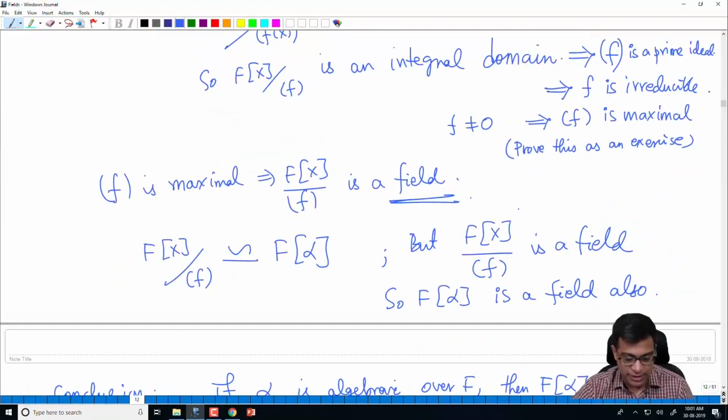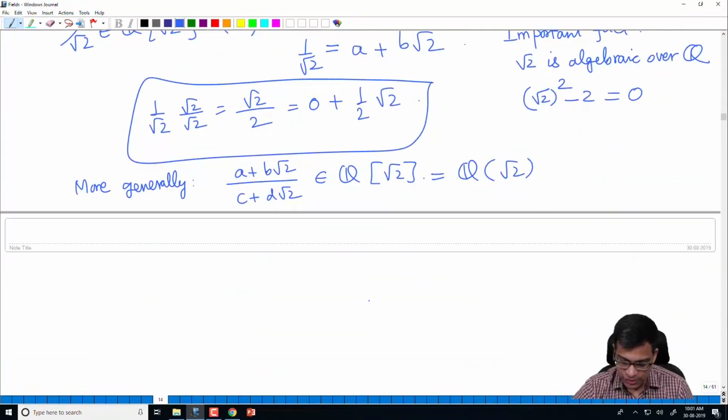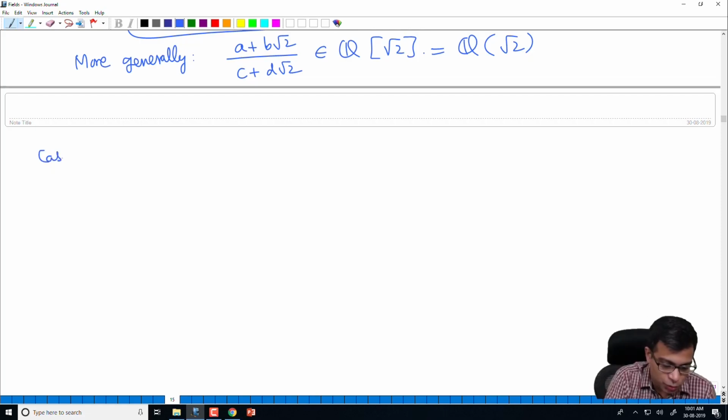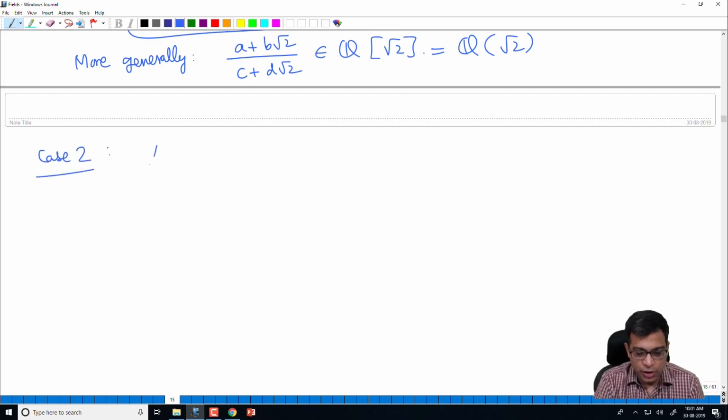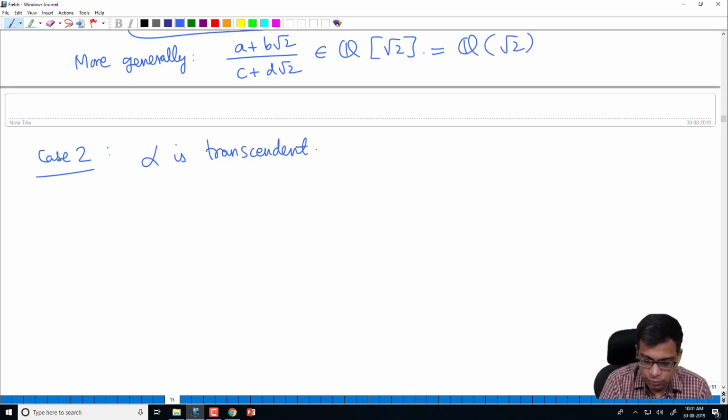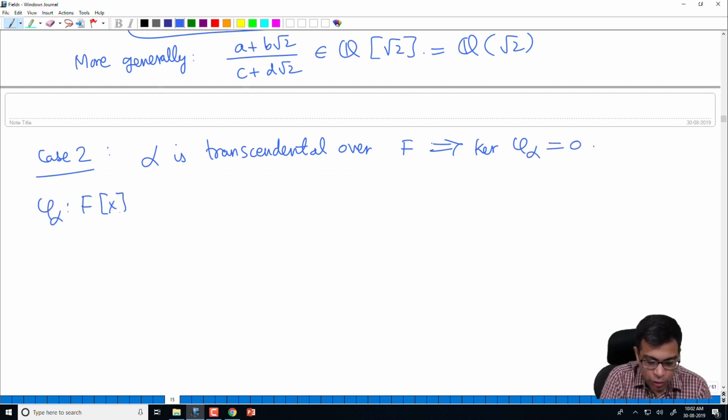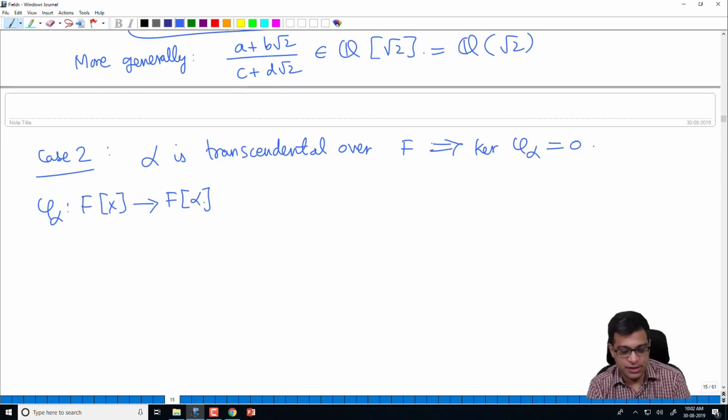The situation is very different when you have a transcendental element. So let's look at a transcendental element. So this completes case 1. So let's do case 2. So suppose alpha is transcendental over F. Now this means kernel of phi alpha is 0. Remember, phi alpha is the map from the polynomial ring over F to K. And in fact I am going to write this as F[alpha], because the image is something we have already analyzed. It is F[alpha].